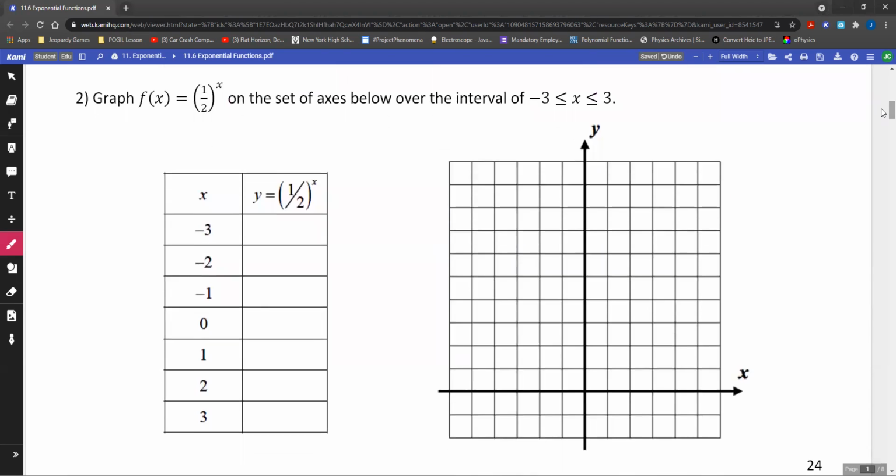Down here, we have another function to graph. And this one actually ends up being pretty much the same thing, except now everything's flipped. 1/2 to the -3rd power will end up becoming 8. This one will become 4. This will become 2, 1, 0.5, 0.25, and 0.125. So again, you can either use the graphing function in a graphing calculator or just plug in 0.5 to the -3, -2, -1 power.